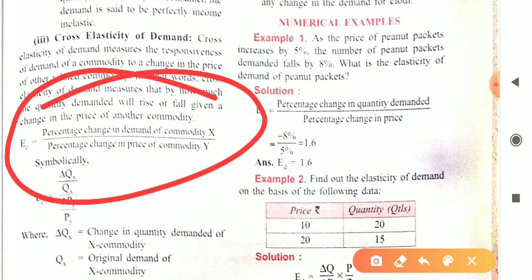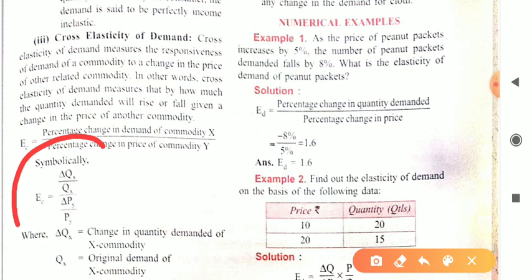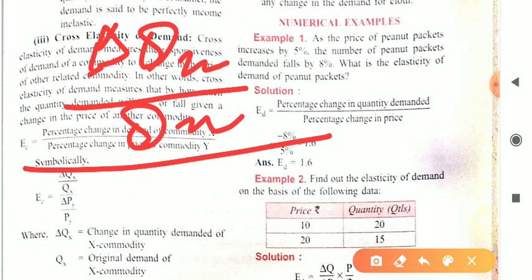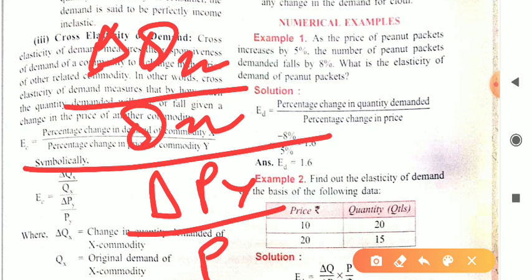So percentage change in quantity demanded of X divided by percentage change in price of Y, which is symbolically represented as EC equals delta Q of X divided by quantity of X, divided by delta P, the change in price of Y, divided by Y. We can write this as delta Q of X commodity divided by quantity of X commodity, and this term divided by delta P of Y, the change in price of Y commodity, divided by price of Y.